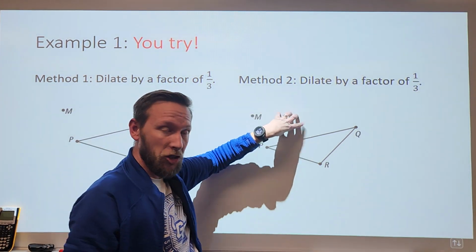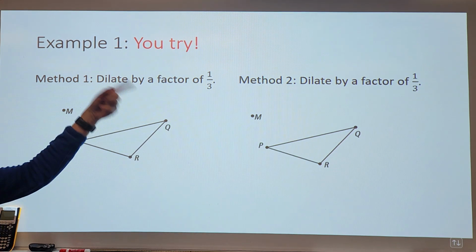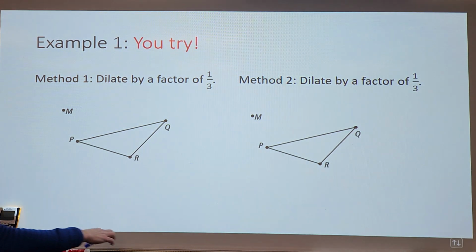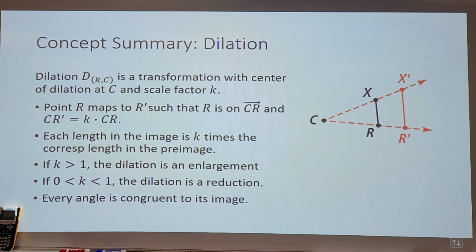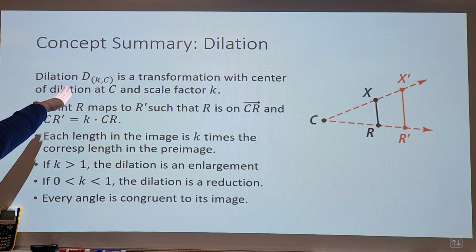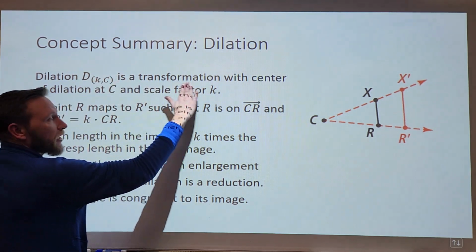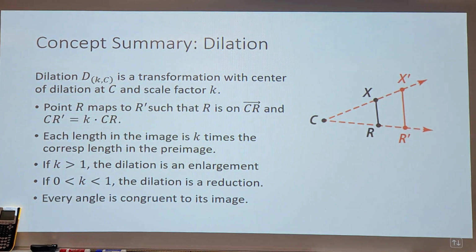The same things should be true, but you should be able to draw it using parallelism. So method 1 and method 2, do both of those. And then let's understand this concept of dilation as we refer to it in this notation, this transformation notation, like we had in Unit 3.